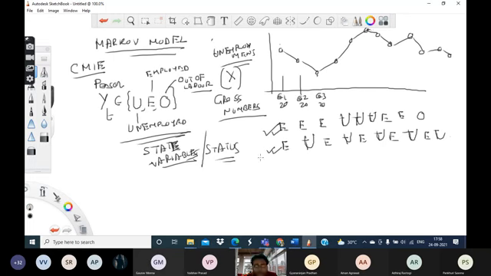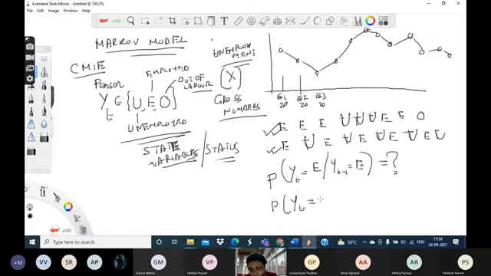So now I may want to study these transition probabilities. What is the probability that y_t is equal to E given y_{t-1} is equal to E? Or what is the probability that y_t is equal to U given y_{t-1} is equal to U? Or what is the probability of changing the status?